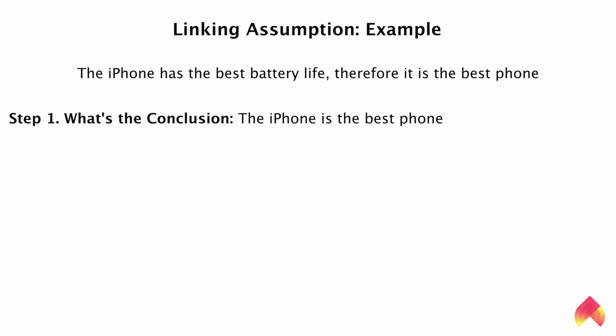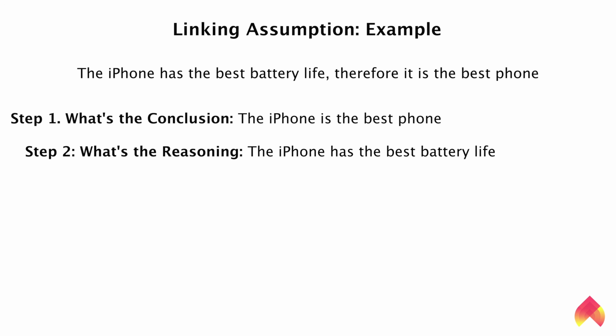So, step one, this is where we start. What is my conclusion? Well, my conclusion is that the iPhone is the best phone. Step two, what's backing this up? That the iPhone has the best battery life, okay? But we're missing something. We're missing any link between battery life and what makes the best phone. If I came up to you on the street, there's a good chance that you probably wouldn't accept my argument as being valid. You'd probably ask me, well, why does the phone with the best battery life have to be the best phone? And that's a great point.